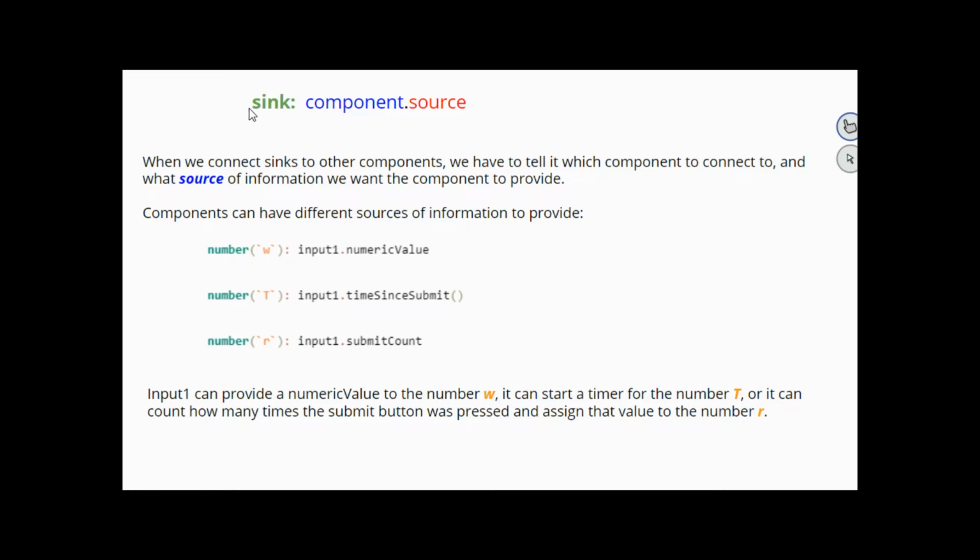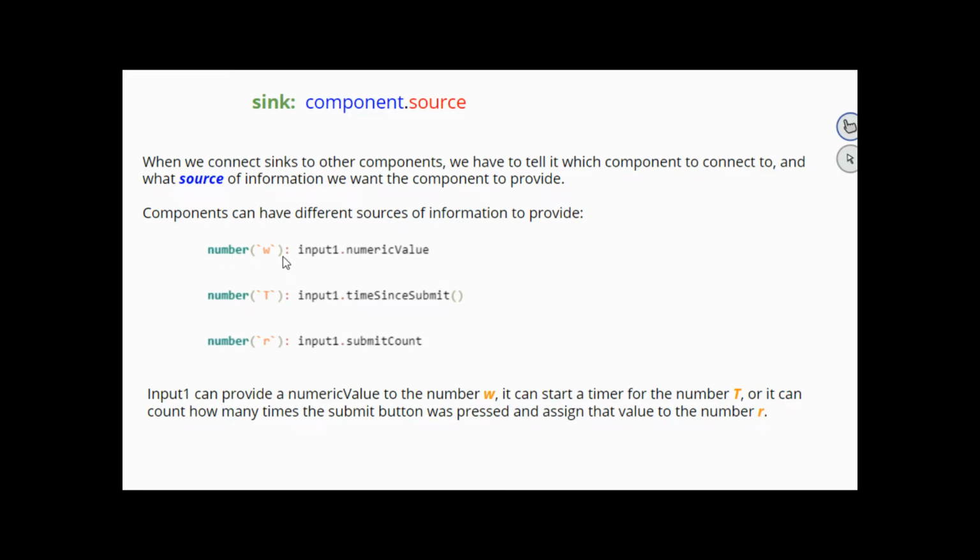So up here, a sink: if we connect to another component, the other component has to have a source, meaning what type of information do we want that component to provide. So on this screen, there are different sources, for example, for a Numbersync.